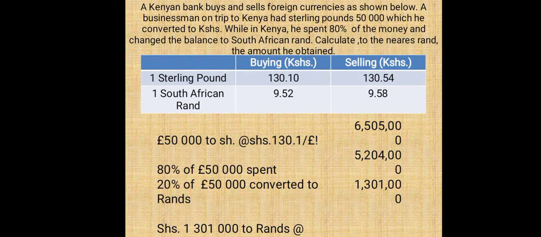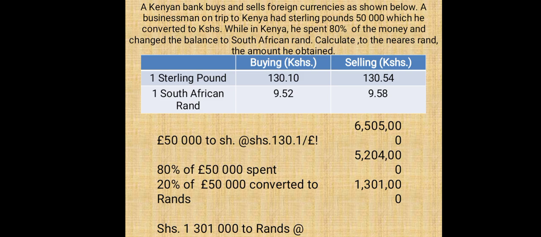A Kenyan bank buys and sells foreign currencies as shown below. A businessman on a trip to Kenya had 50,000 sterling pounds, which he converted to Kenya shillings while in Kenya. He spent 80% of the money and changed the balance to South African rand. Calculate to the nearest rand the amount he obtained.